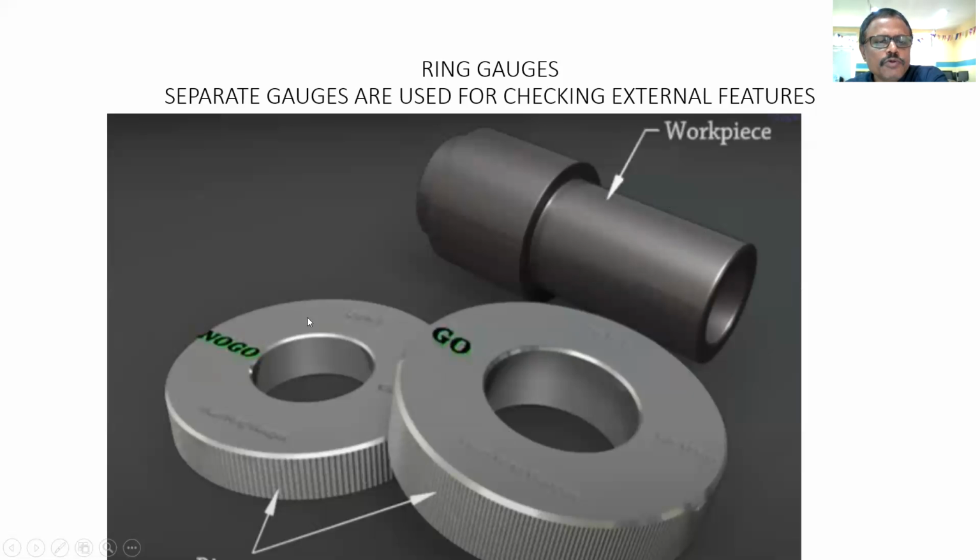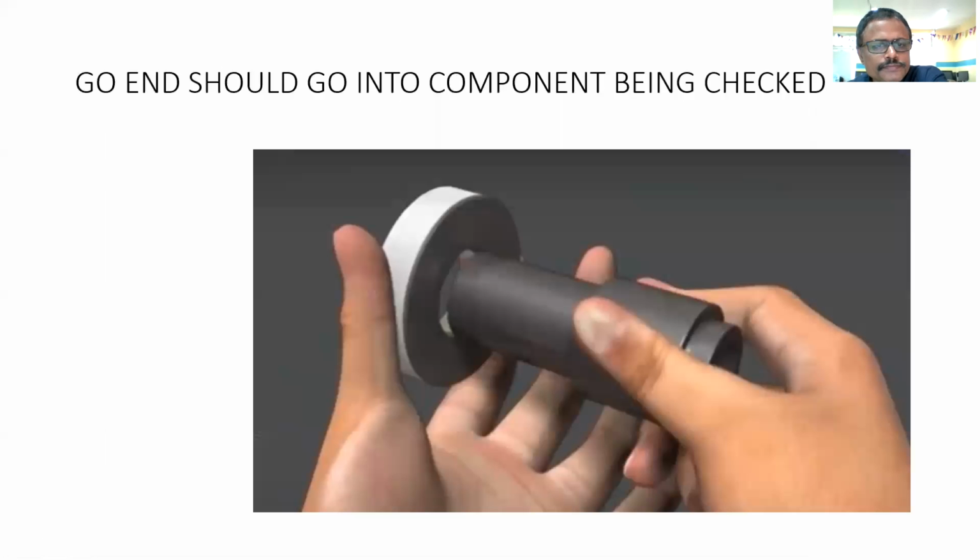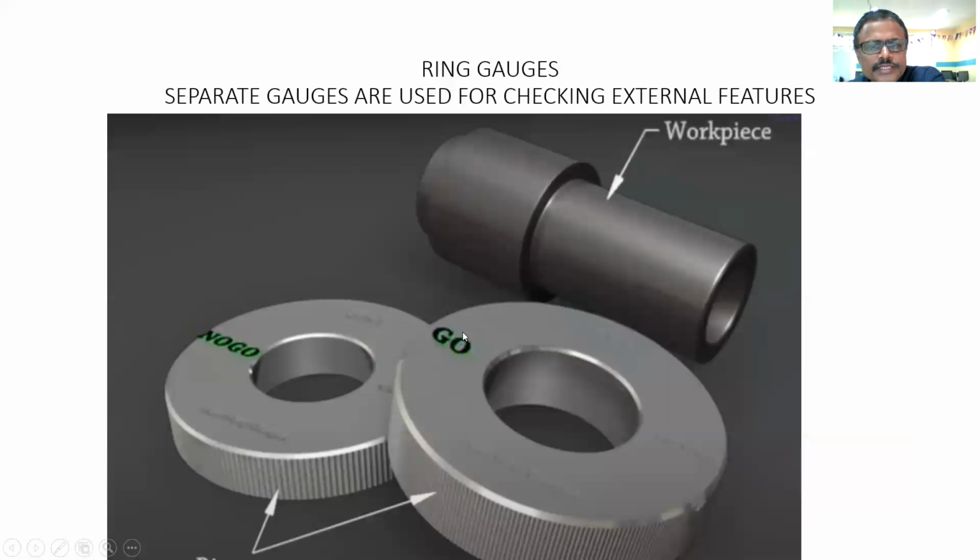Then if this no go gauge does not go through this, then this component is rejected. That we will see here. You can see this is the GO gauge, which we have seen in the previous slide. The same thing is here.